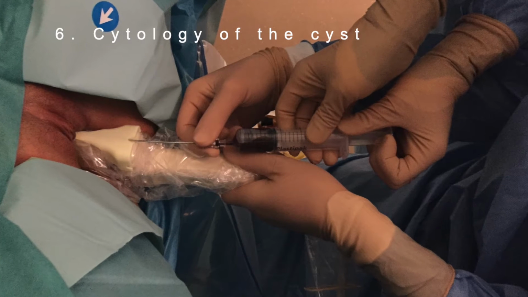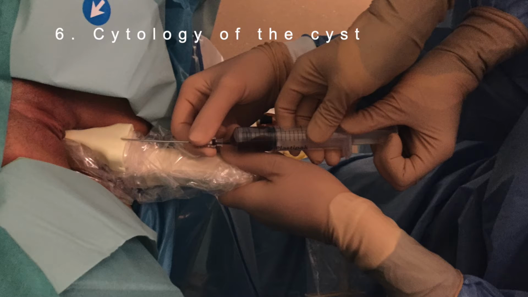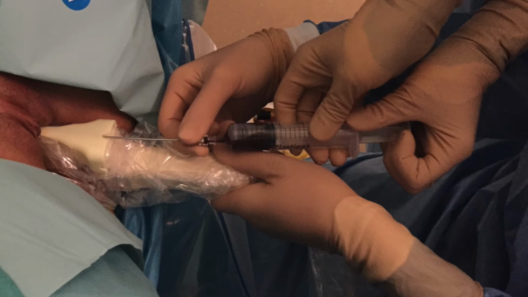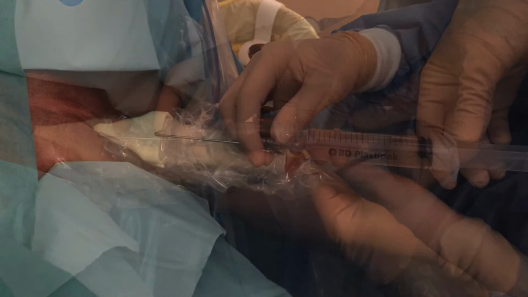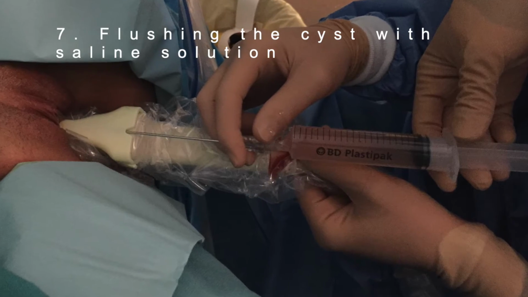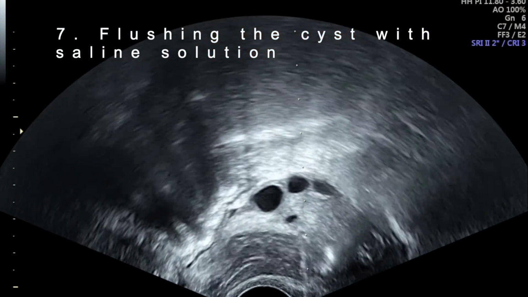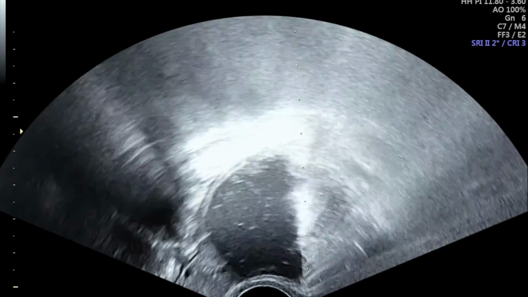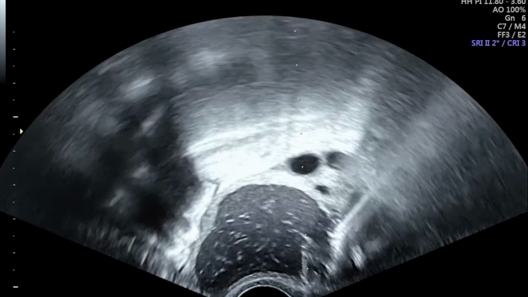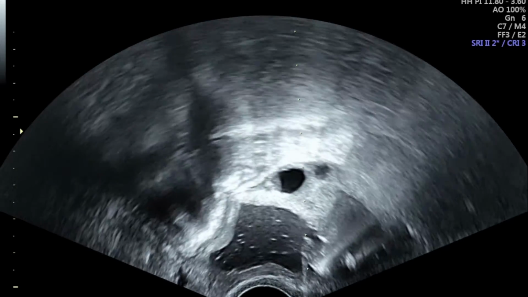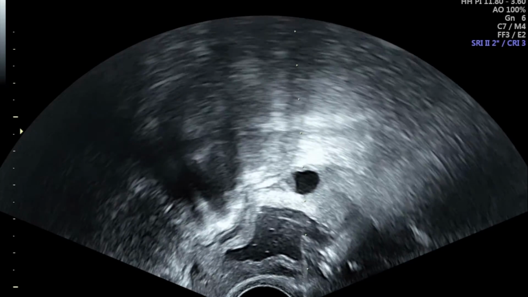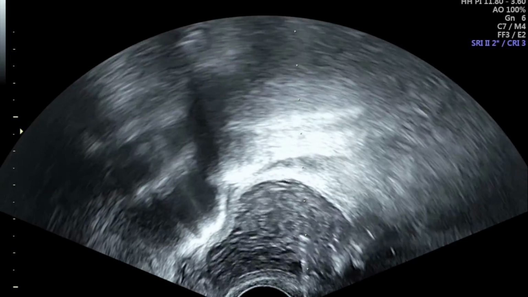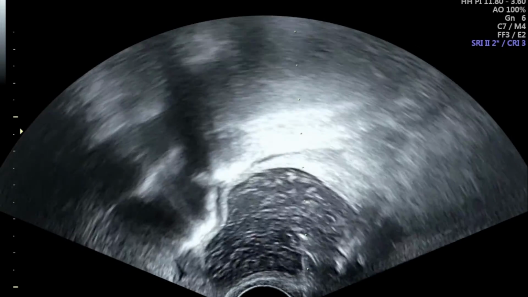Step 6. Cytology of the cyst. A sample of the liquid is systematically sent to cytology. This confirms the nature of the cyst and minimizes possible malignant etiologies. Step 7. Flushing the cyst with saline solution. The cyst is flushed with saline solution until obtaining a clear liquid. This is generally achieved after 2 or 3 times. The installation has to be smooth and continuous. If necessary, reflush the needle to clear it if it is clogged and break up loculations.